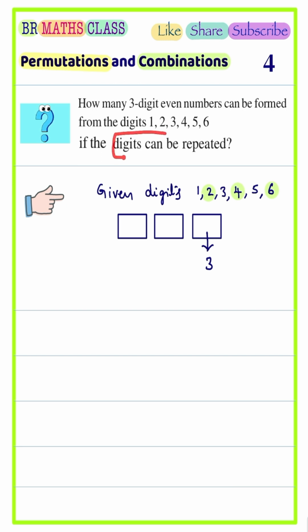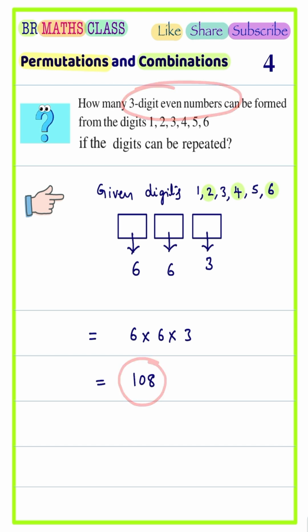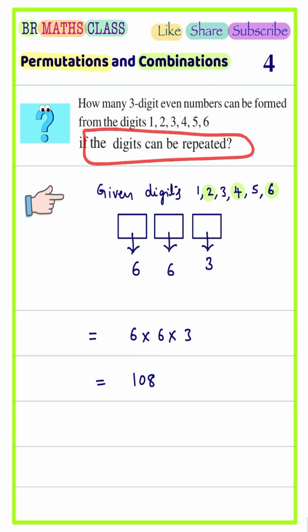And you observe the digits can be repeated. So, here when I come to the first box, what number I used here, the same number I can use here also. As the repetition is allowed, the first box can be filled in 6 ways. Similarly, as the repetition is allowed, the second box also can be filled in 6 ways. Now, by the fundamental principle of multiplication, the total number of 3-digit even numbers that can be formed using given digits when repetition is allowed is 6 into 6 into 3. Total 108 3-digit even numbers can be formed by using given digits when repetition of digits is allowed.